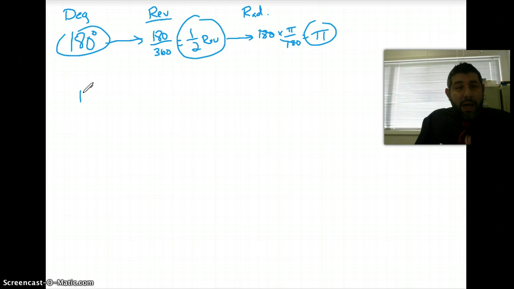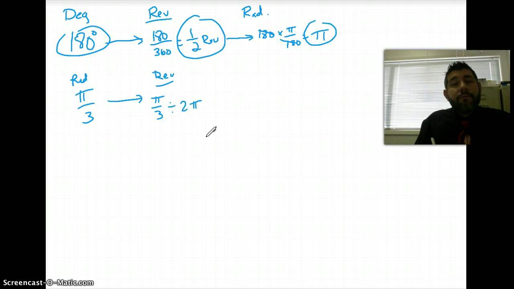If I want to take pi over 3, which is in radians, and convert it, let's go to revolutions first since we have revolutions here. So we're going to take pi over 3 and divide that by 2 pi. That's the same thing as multiplying by 1 over 2 pi. The pi's cancel out, and we get 1/6 revolution.